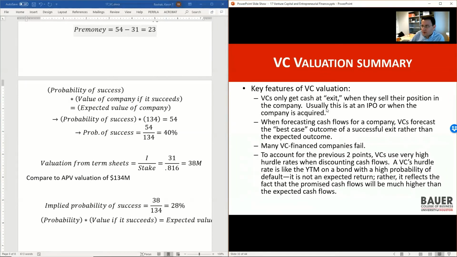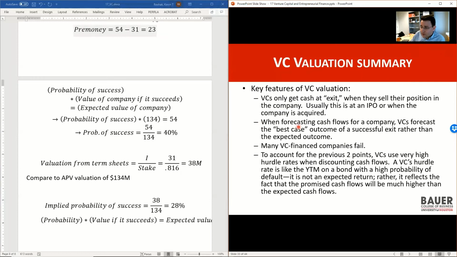So to summarize, we're wrapping up the quantitative portion of this lecture. We know that VC valuation just looks a little bit different than what we've seen in the past. The key distinction is that the VC only gets one cash flow. They only get paid at exits. They can't sell their stake, or they can't extract money out of the company until they sell their stake, usually through an IPO or when they sell the entire company.